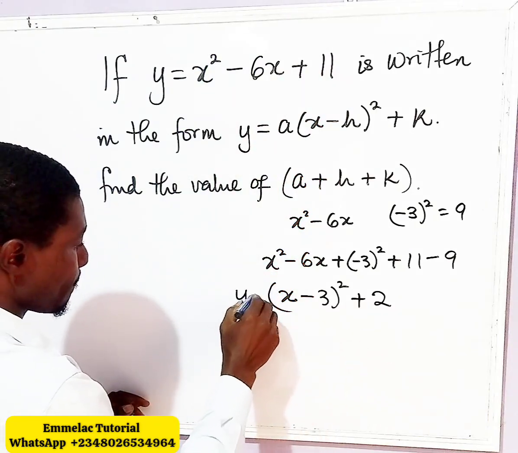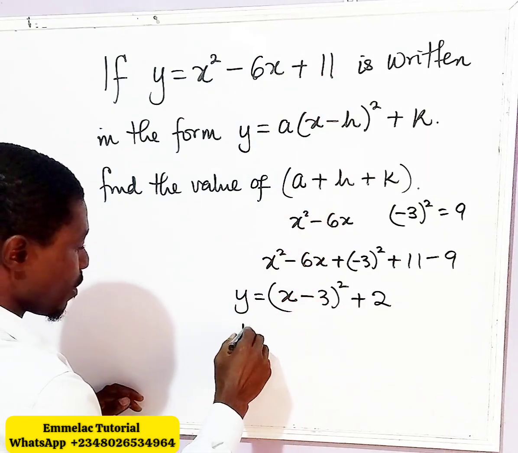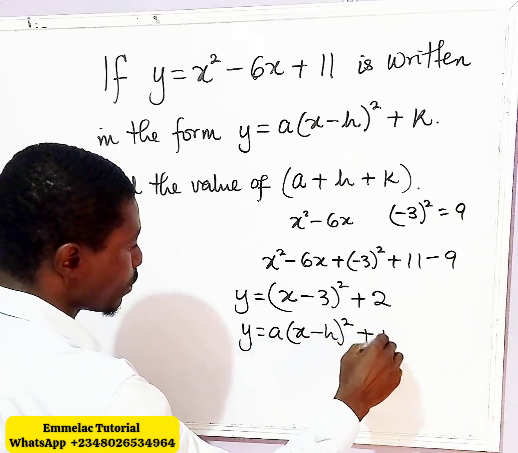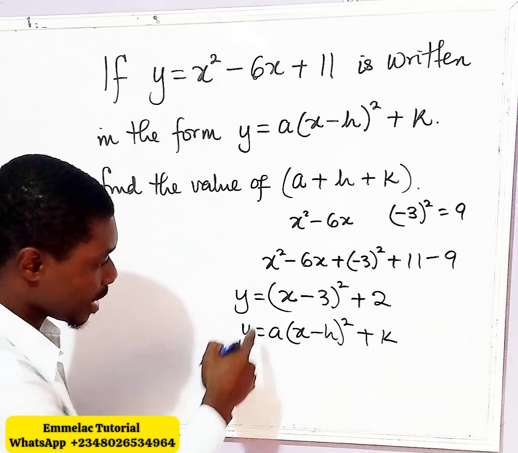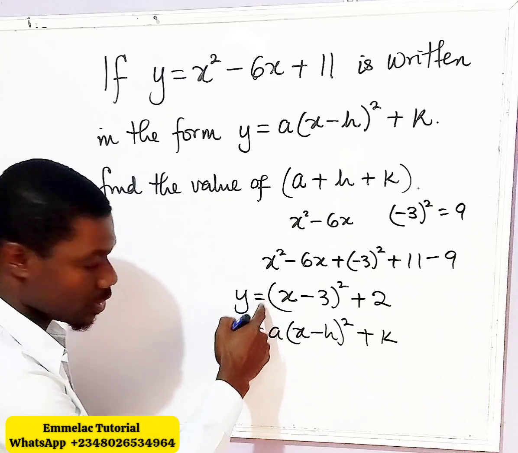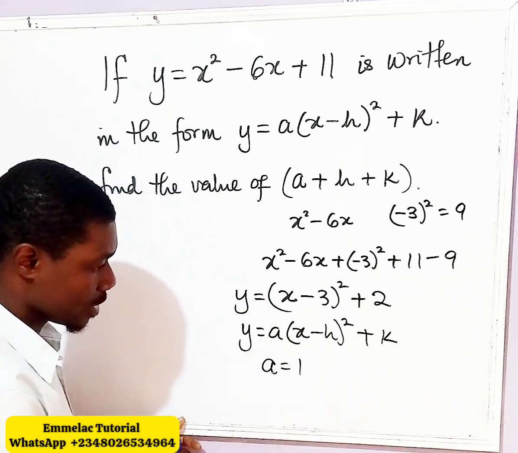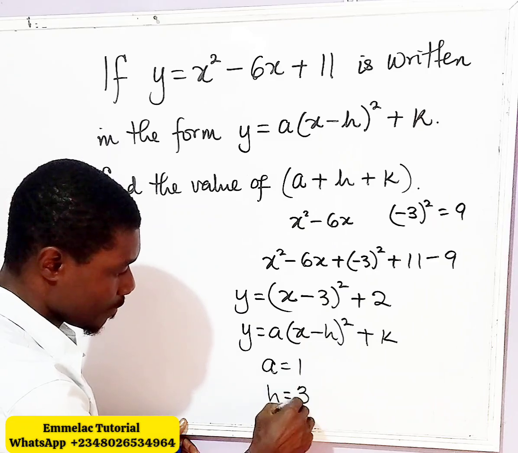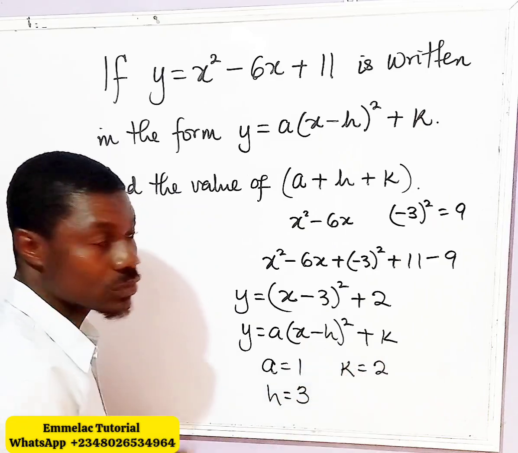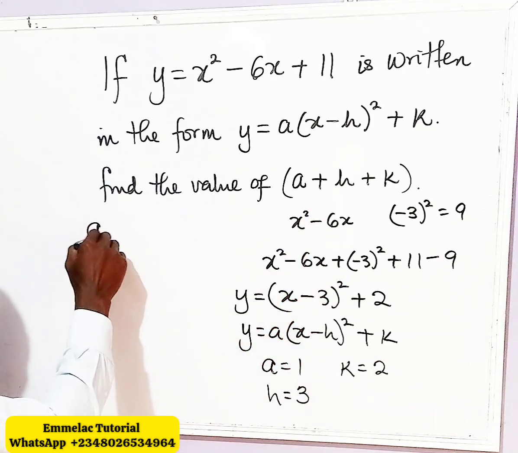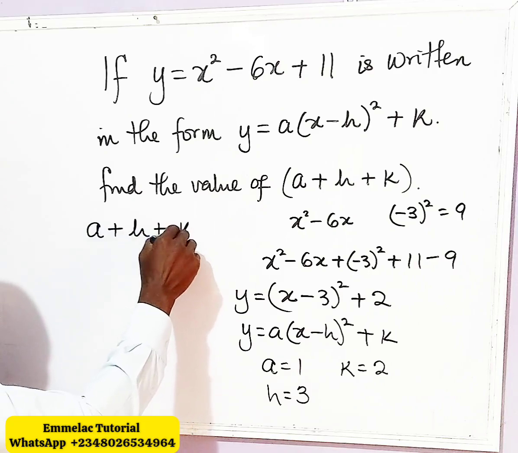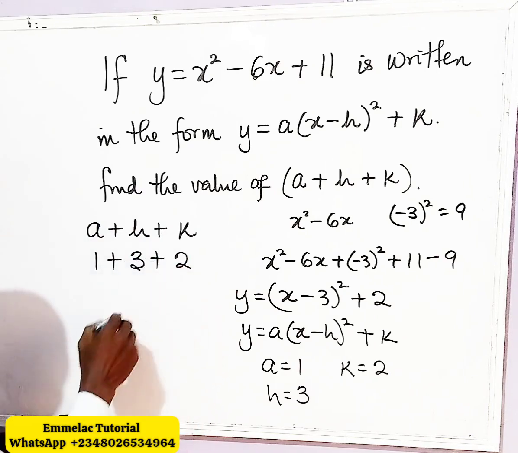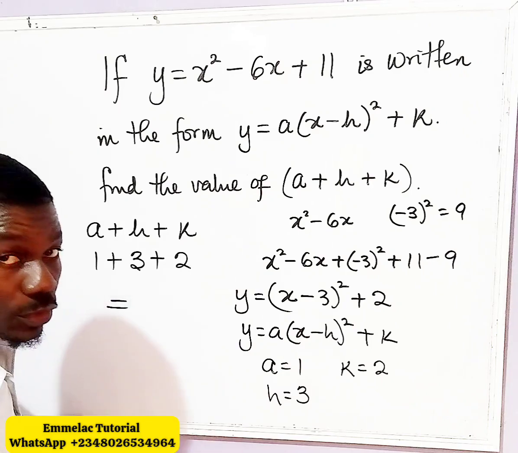So y. Now comparing it with this, we have that y equals a into x minus h raised to 2 plus k. So here now we can agree that a will be equals to 1. Then our h here will be equals to 3, and k will be equals to 2. So which means a plus h plus k will then be 1 plus 3 plus 2. Now giving us 1 plus 3 is 4 plus 2, that will be 6.